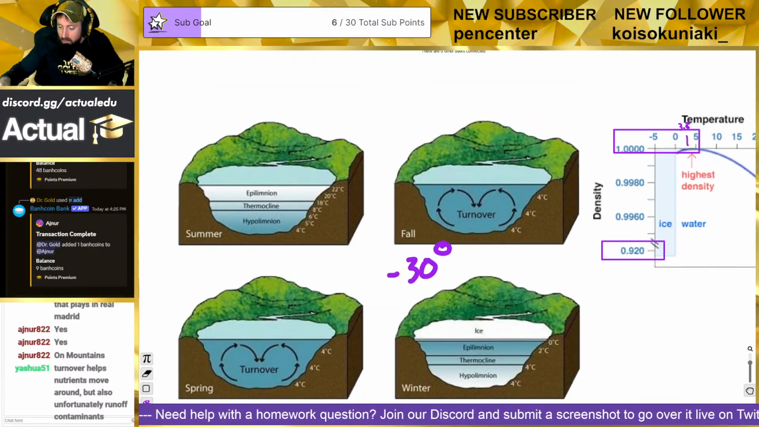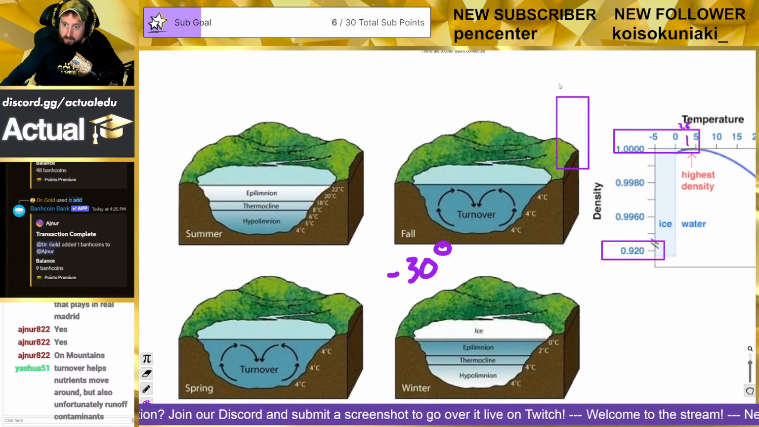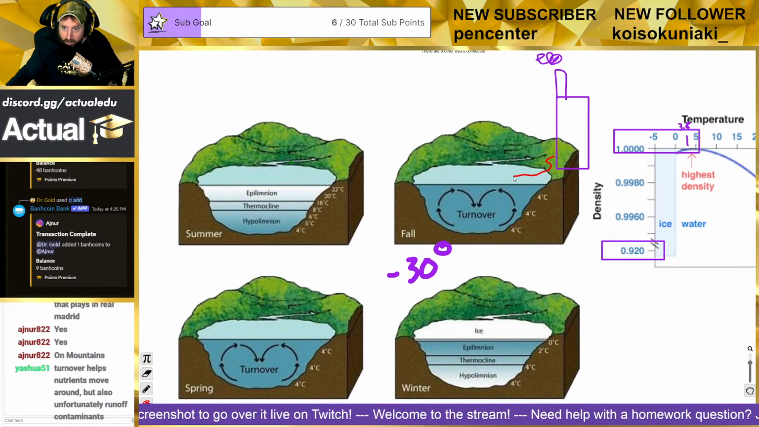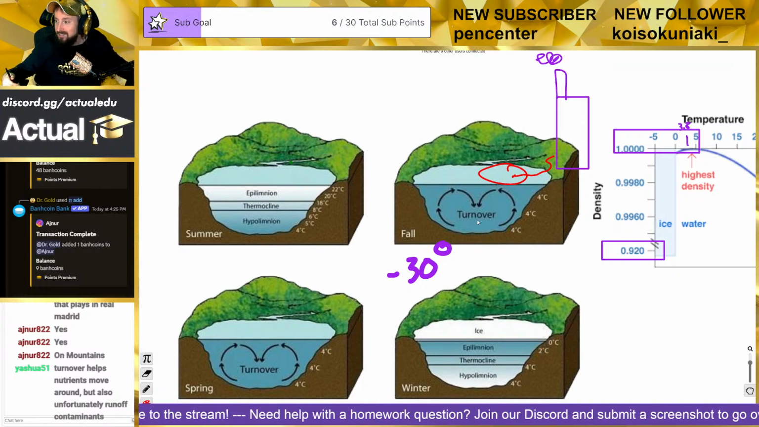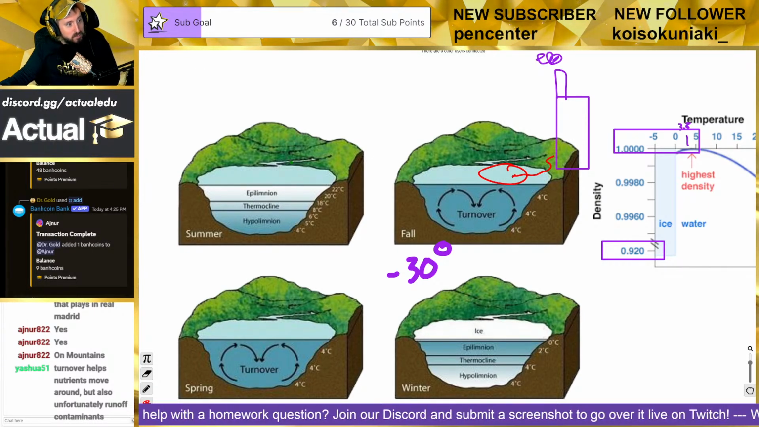Yashua says turnover helps nutrients move around, but also unfortunately runs off contaminants. Okay, ooh, that's a bad thing. So what he's talking about is, unfortunately, there's a big factory here, and they're making a lot of pollutants. And those pollutants like oil and whatnot tend to concentrate at the top of the lake. But then this turnover does end up bringing that further down, which is bad for the ecosystem. But that's why it's important. Yeah, don't pollute the water.